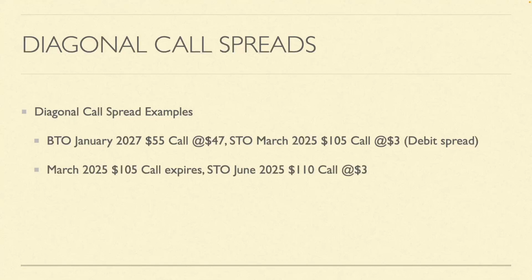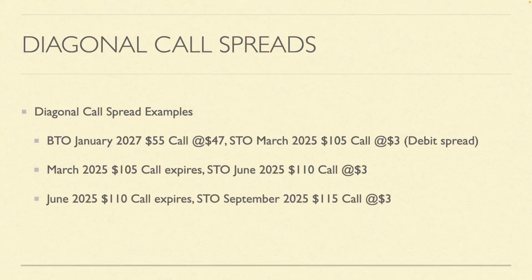When March comes around, let's say our $105 call expires. And then we sell to open a June 2025 $110 call, again for $3. Our cost has now decreased to $41 per share, and our spread has increased to $55. Potential profit of $14 per share, $5 from the larger spread and $3 more from the premium.